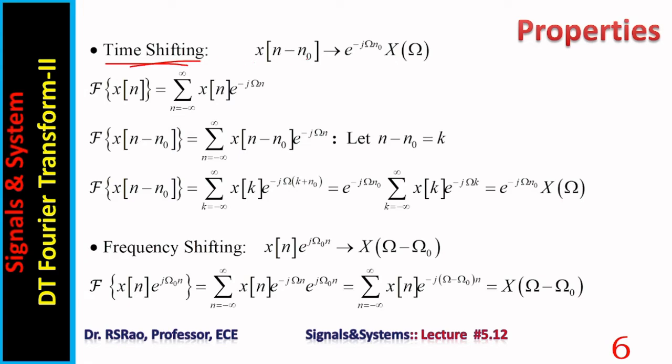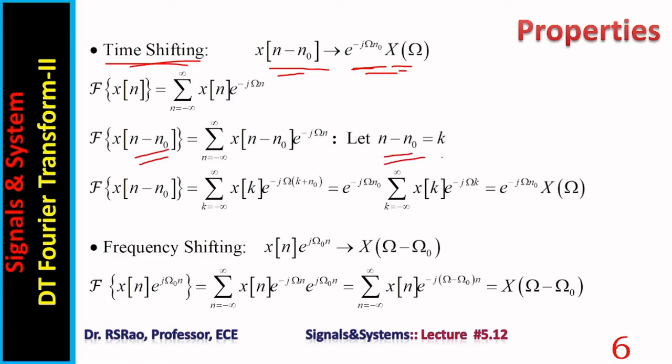DTFT of x of n minus n naught is equal to e power minus j omega n naught x of omega. To understand this property a little more deeply, consider DTFT of x of n. It is equal to sigma n equal to minus infinity to plus infinity x of n e power minus j omega n. Transform of x of n minus n naught is summation n from minus infinity to plus infinity x of n minus n naught e power minus j omega n.